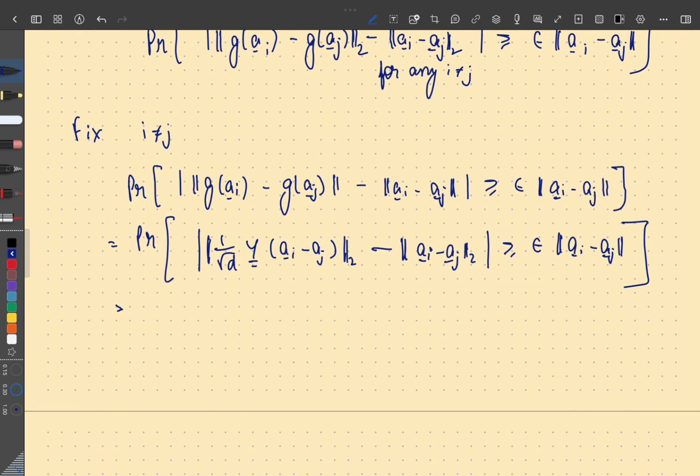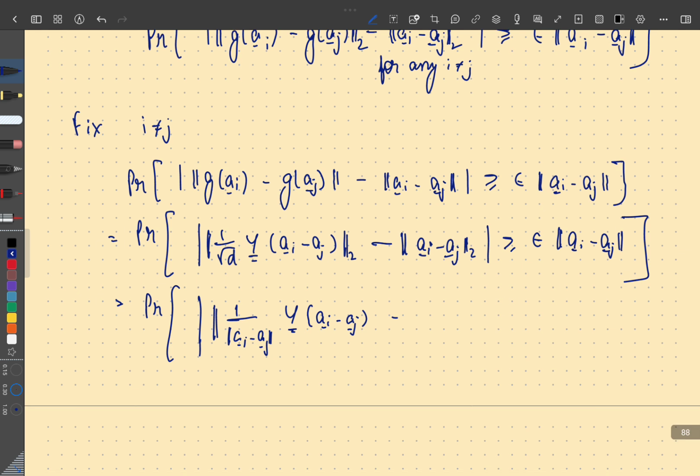Just by sort of shifting things around, this is equal to the probability that the L2 norm of 1 by the norm of ai minus aj times matrix Y times ai minus aj, minus square root of d, is greater than or equal to epsilon times square root of d.